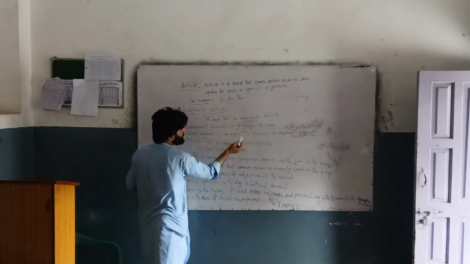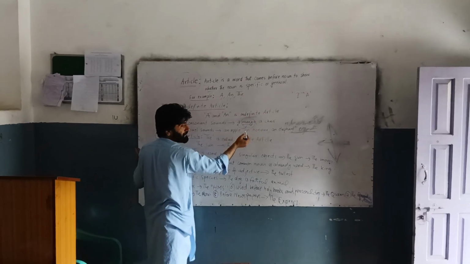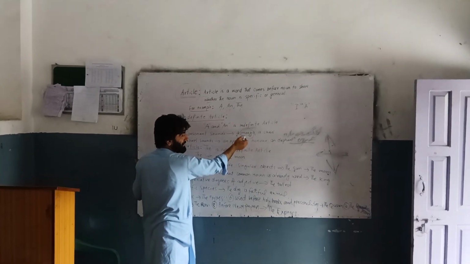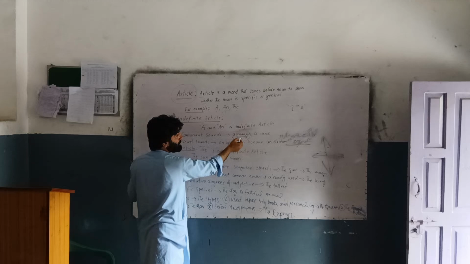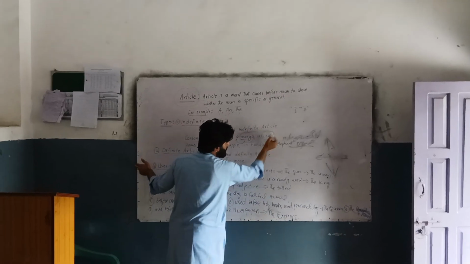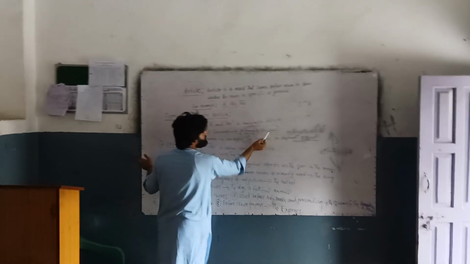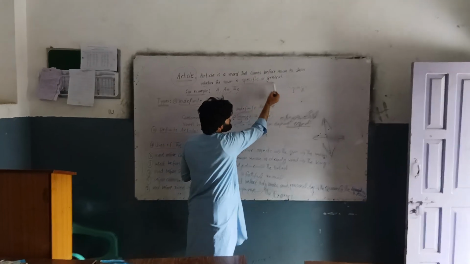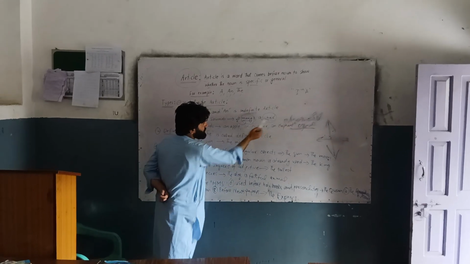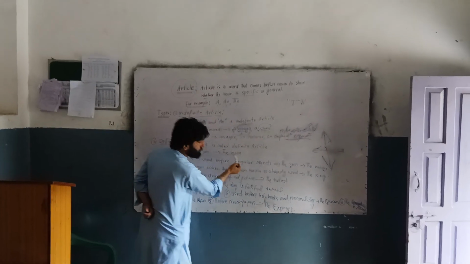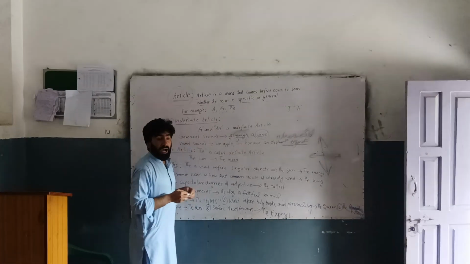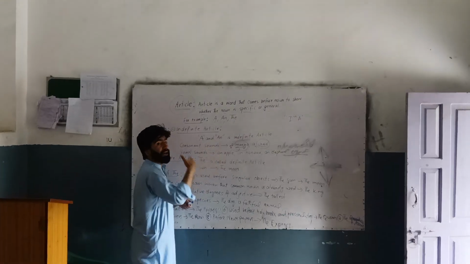To show whether the noun is specific or general. I have a noun, mango. I have a noun, chair. This is a noun, this is a noun. This article comes before the noun. Why does it come before the noun? To show whether the noun is specific or general. For example, the moon. I have a noun, and before the noun I have an article. I will check whether this noun is specific or general.